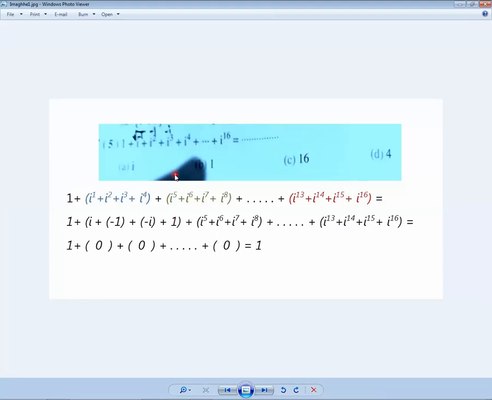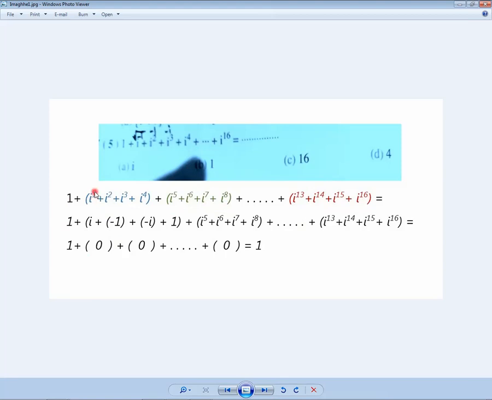Another problem here, and very easy. You ask it for the sum of 1 plus i squared plus up to i to the power 16. I divide it into groups. Isolate 1 alone. From i to the power 1 to i to the power 4 is the first group. From i to the power 5 to i to the power 8 is the second group. Each group contains 4 consecutive terms. The last one will be i to the power 13 to i to the power 16. And now the 1 is here.